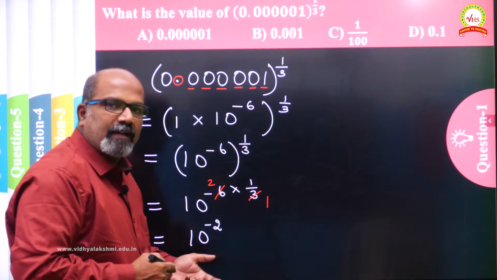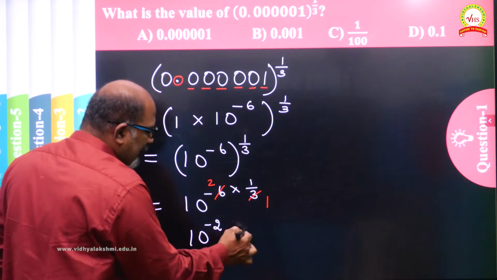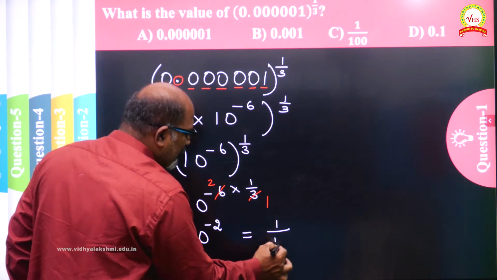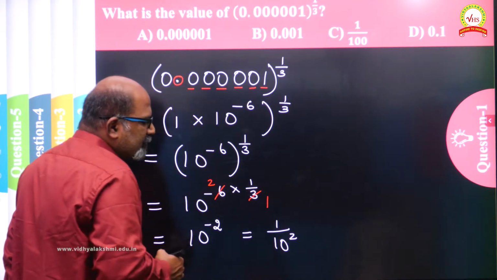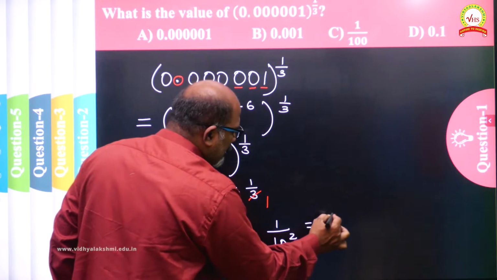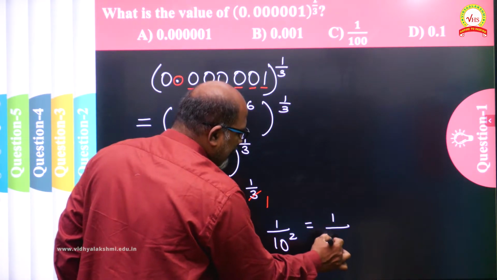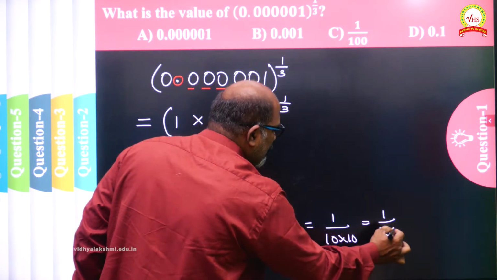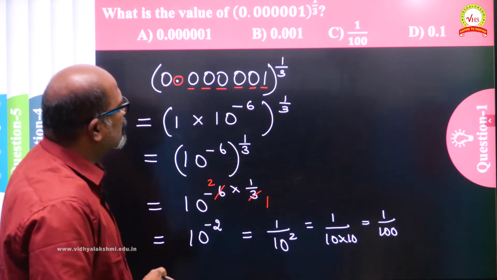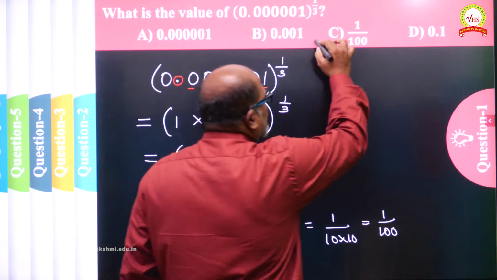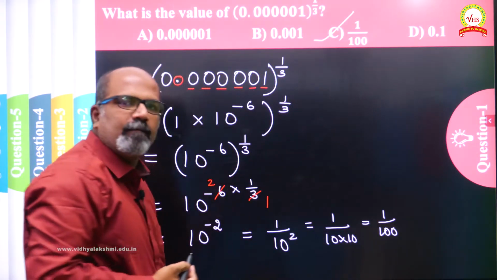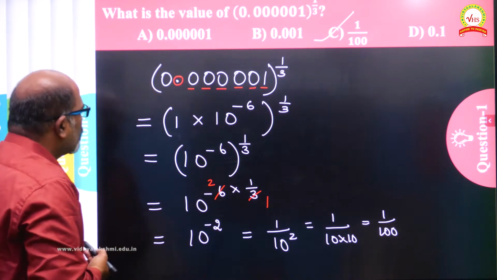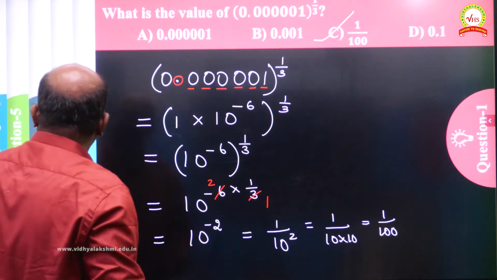By the rule of negative exponent, we can express 10 power minus 2 in the form of 1 by 10 to the power of plus 2. Yes, 1 by 10 to the power of 2 is 1 by 10 multiplied by 10, which is nothing but 1 by 100. So, 1 by 100 is the answer for this question, and obviously option C is the correct answer. Okay, now let us move to the second question.